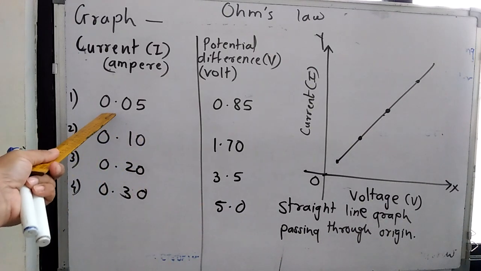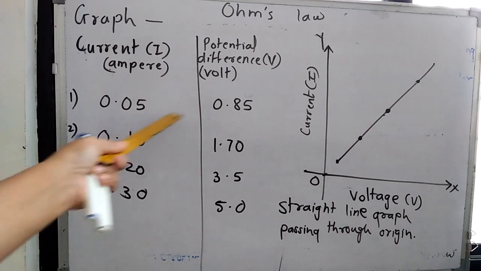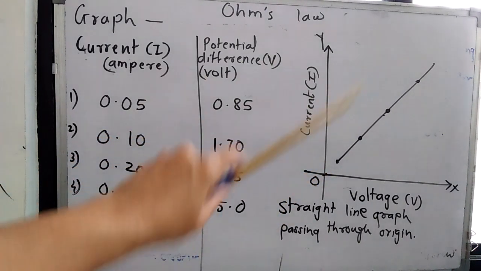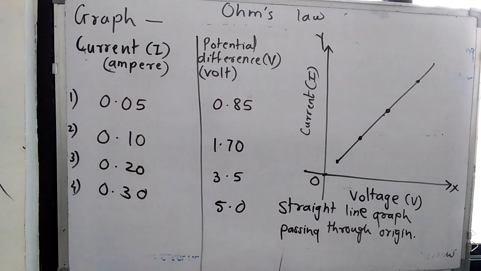If our first reading is 0.05 and 0.85, then the first point is plotted here. Now if we extend it towards the origin, what will happen? This straight line will pass through the origin. So what is the nature of the graph of Ohm's law? It is a straight line graph passing through the origin.